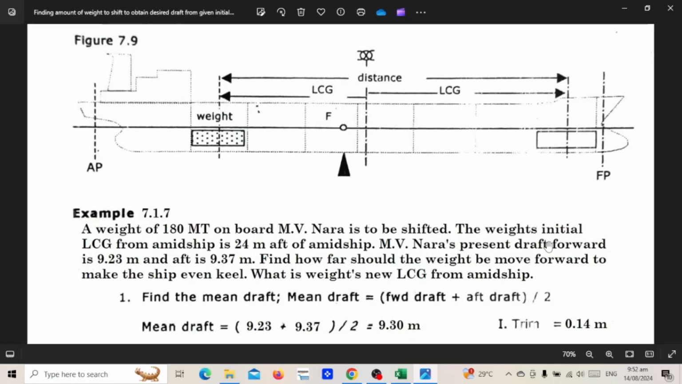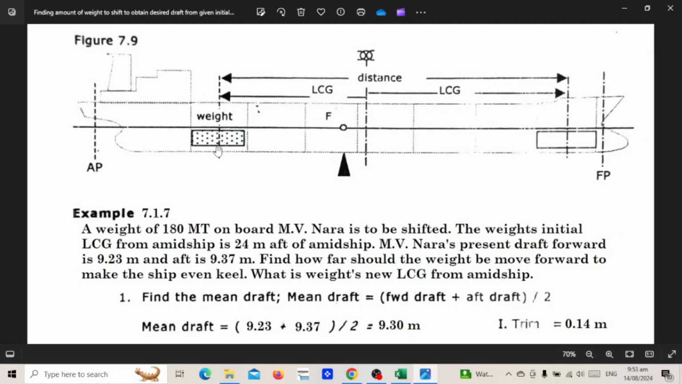The weight initial LCG from amidship is 24 meters up of amidship. What it is saying is, from amidship, this is your amidship, and it should be 24 meters up. It says up of amidship. So this is your amidship. So the weight should be around 24 meters up of the amidship.